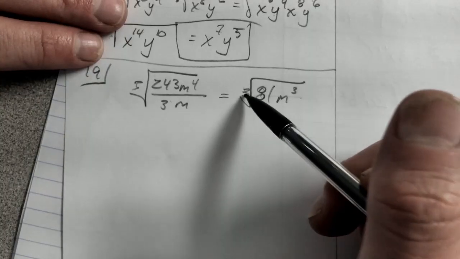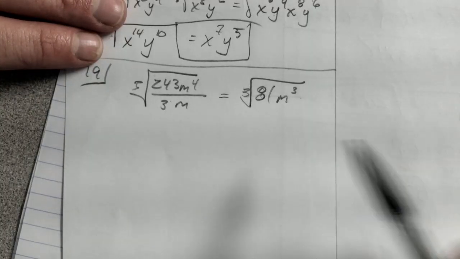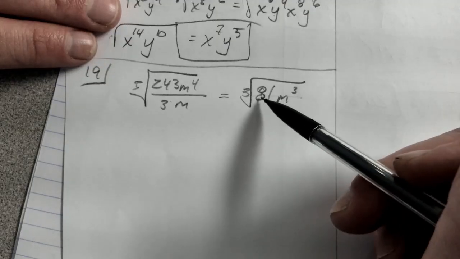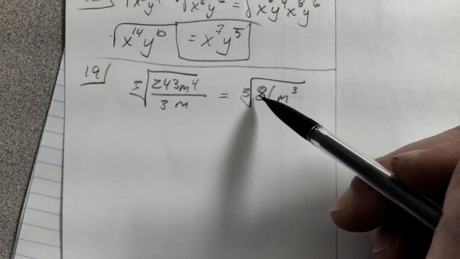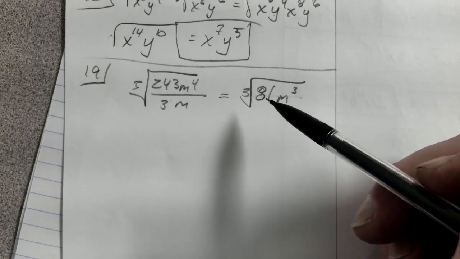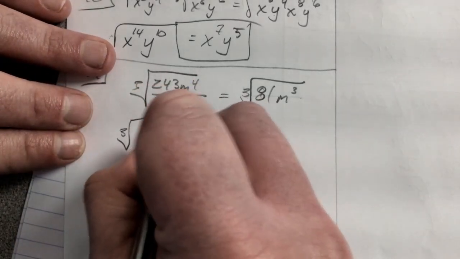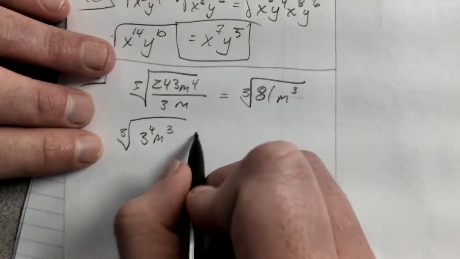And now I can take a look. Do I know the cube root of 81? Oh, no. So how could I rewrite 81? What's the prime base of 81, what to what power? 3 to the 4th. So we end up with the cube root of 3 to the 4th, m to the 3rd.